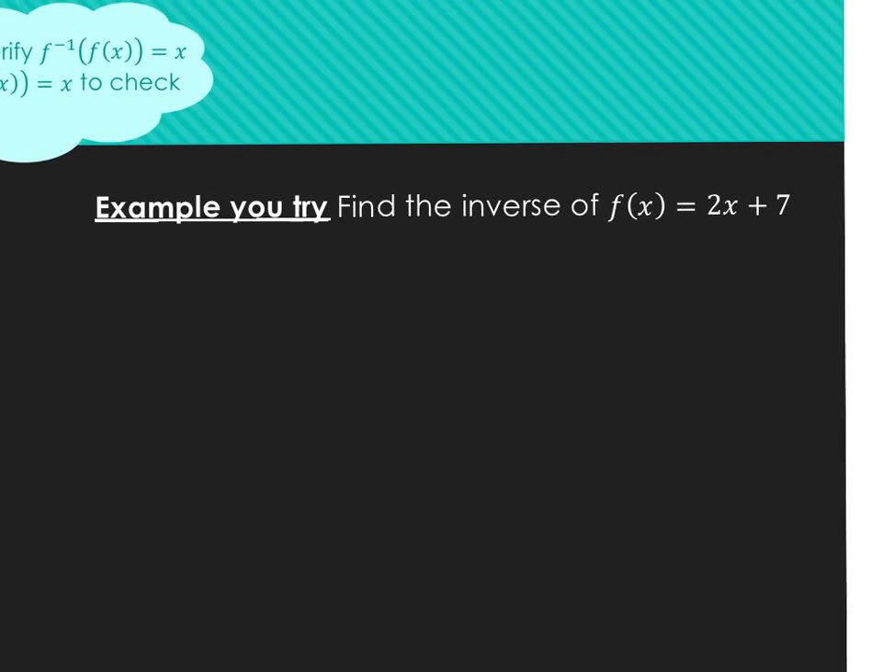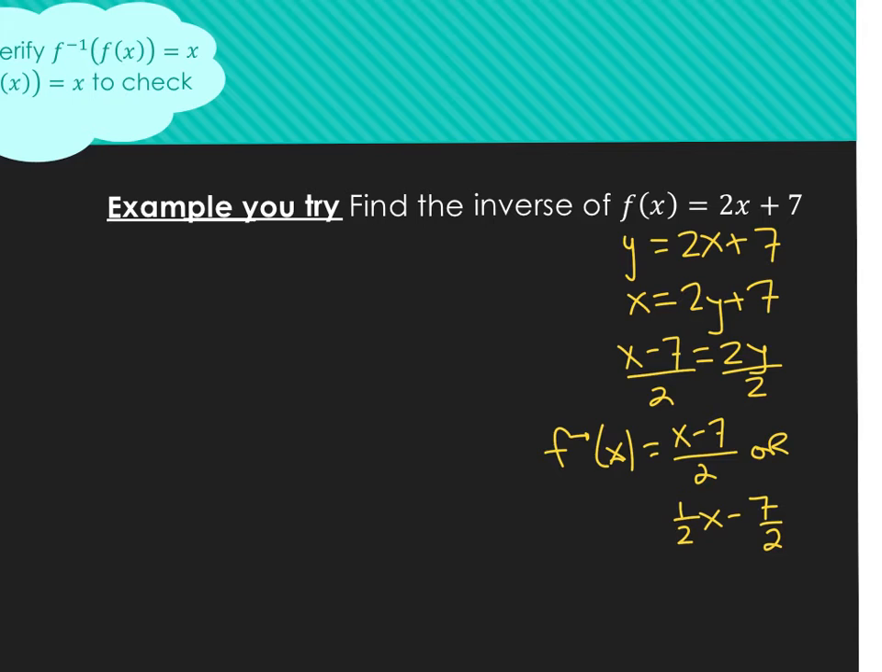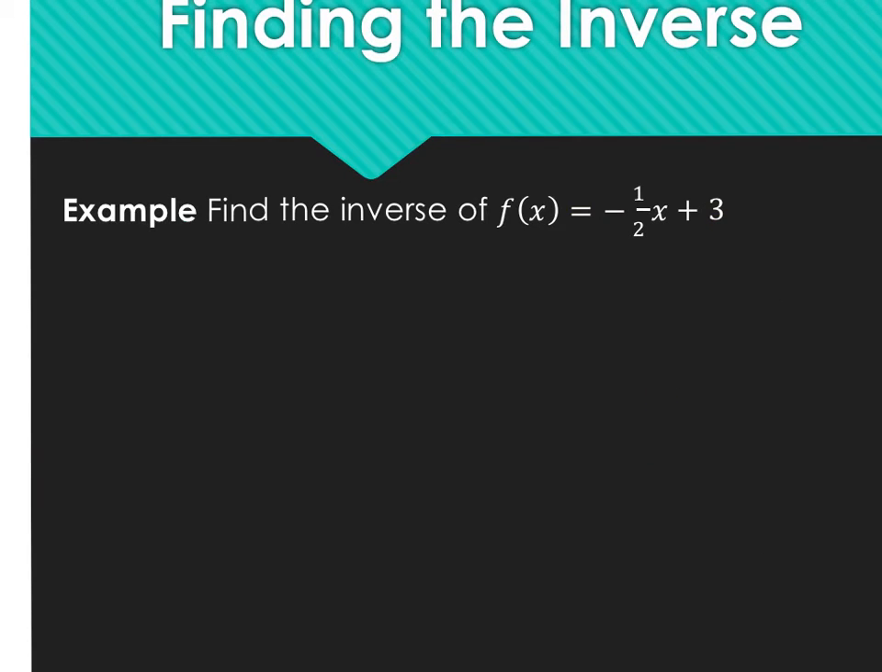So I want you to take a couple minutes and try to find the inverse of f of x equals 2x plus 7. So hopefully for this example, you found your inverse of x to be x minus 7 divided by 2, or 1/2 x minus 7/2.